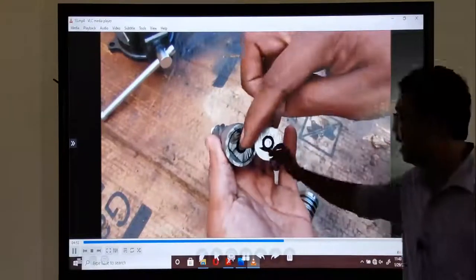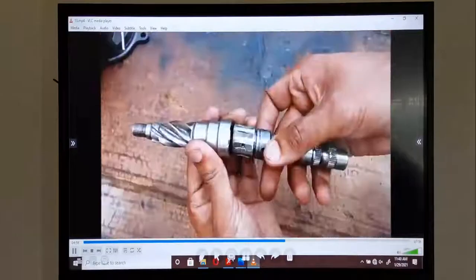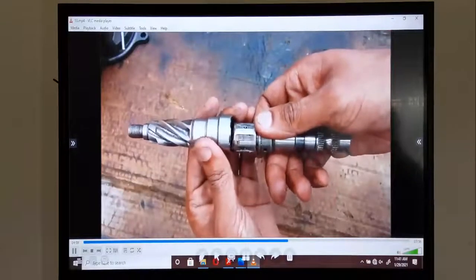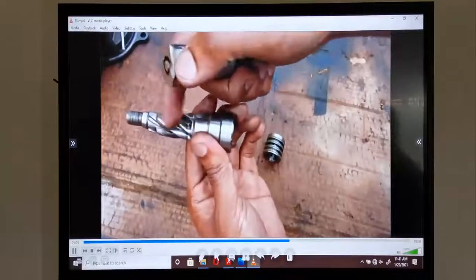So it is not directly connected. This is connected by the torsion bar. That is located inside of this shaft.